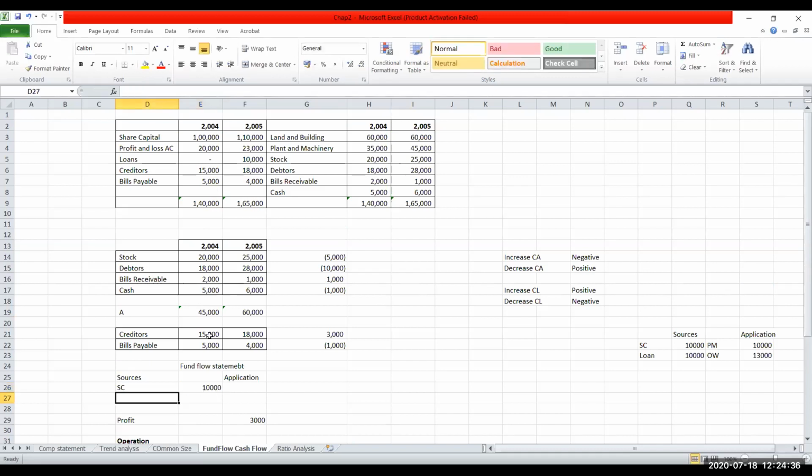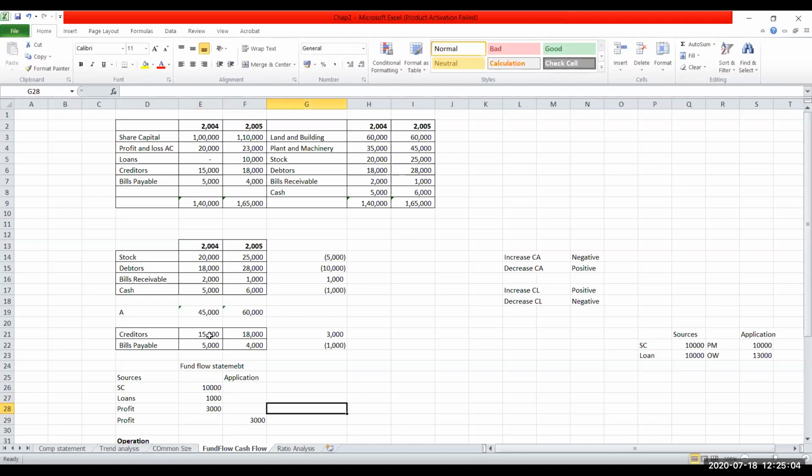And if I see the loans, last year I didn't have any loan actually. This year I had a 10,000 loan. That means the money has come to me in the business. So I'll say loan 10,000. This is an increment. Okay, then I'll take the profit. Compared to last year, 3,000 is my profit.